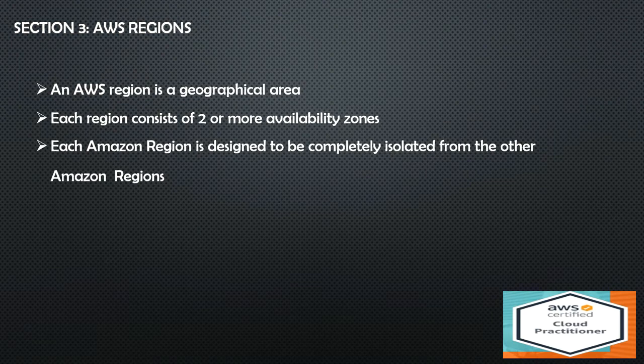So this is basically about the AWS regions. An AWS region is a geographical area. Each region consists of 2 or more AZs, so you need to remember that. Each Amazon region is designed to be completely isolated from the other Amazon regions. Even the AZs are designed like that; physically they are separated, but via network they are connected.